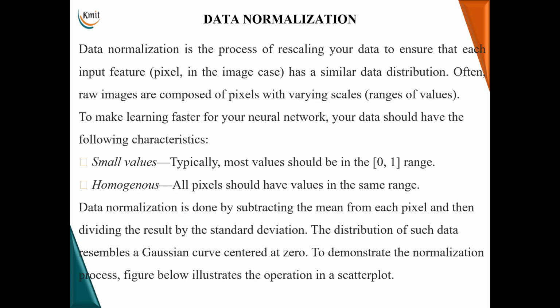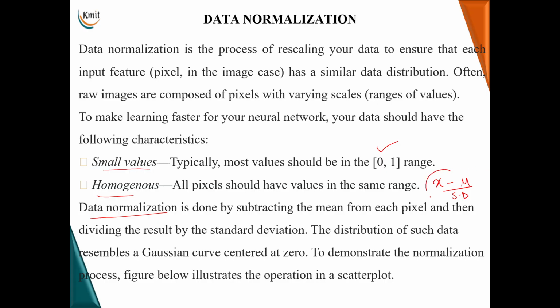Coming to normalization, that is, to standardize the data or to get the data into a normal distribution, we try to normalize the data. The characteristics required to make the learning faster are that it should have small values, typically in the range of 0 to 1, and also it should be homogeneous, that is, all the pixel values should be on the same scale. How do we normalize the data? We normalize the data by subtracting the mean and dividing by the standard deviation.